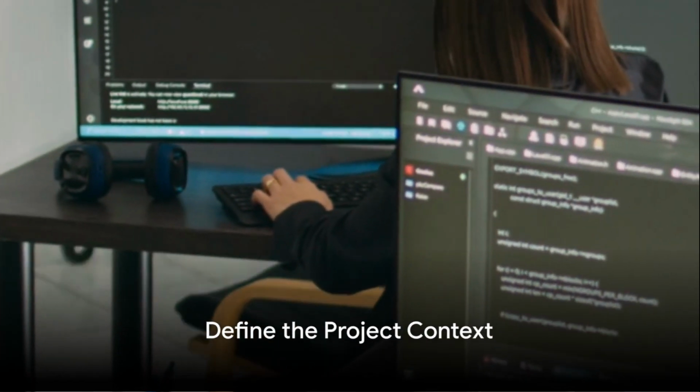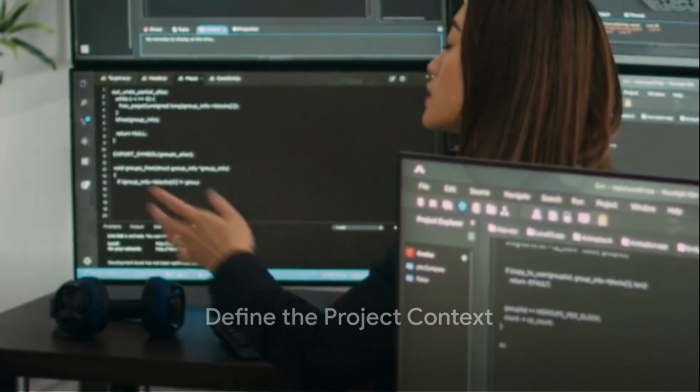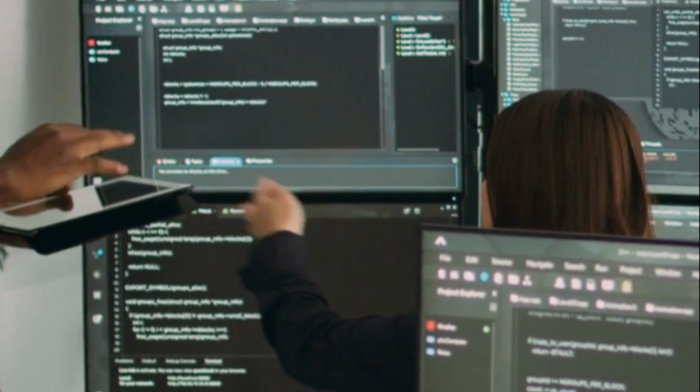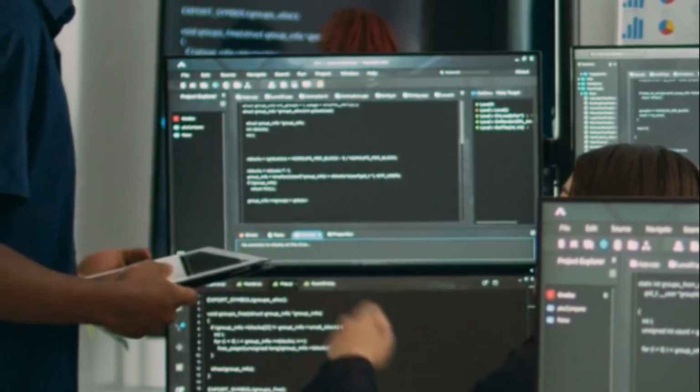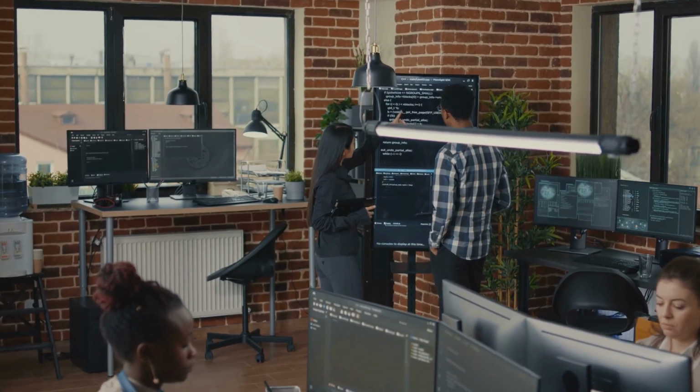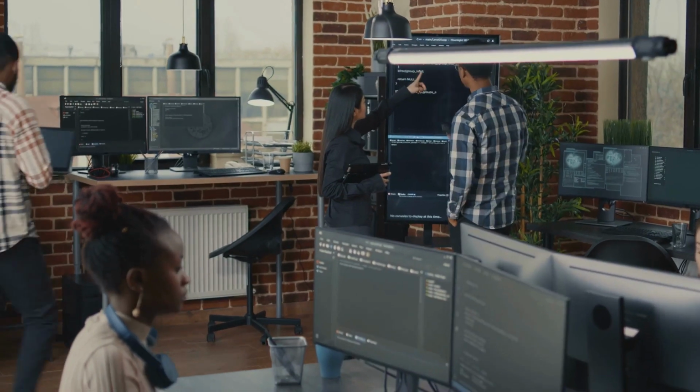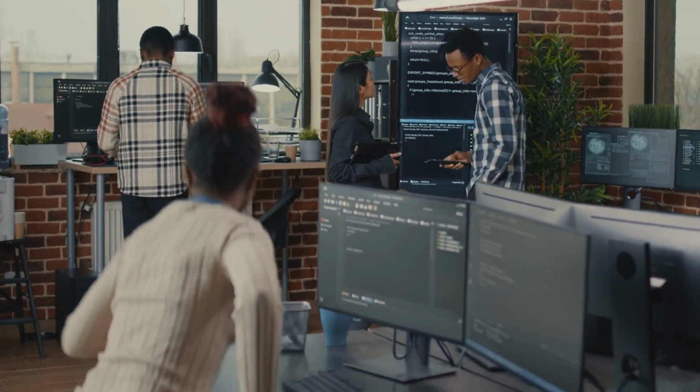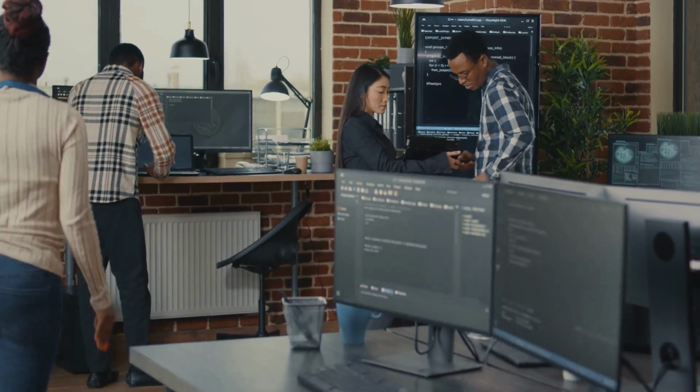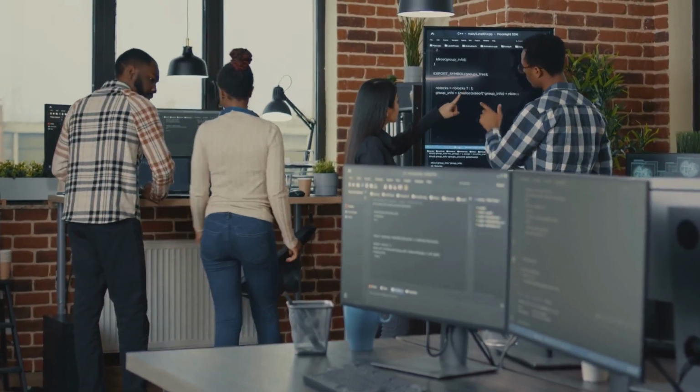Next, define the project context. Clearly articulate the problem being solved, the business objectives, and why a microservices architecture is the best fit. This gives all team members a clear understanding of the project's direction and its importance.